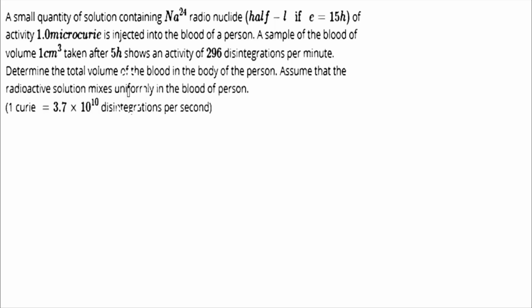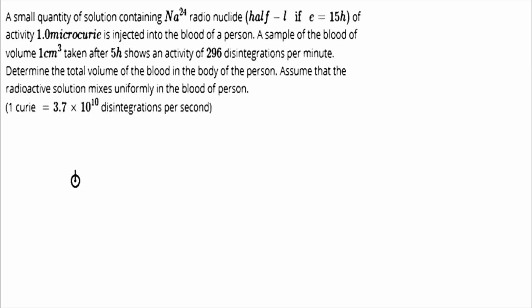So it is mixing uniformly, and what is given? It is given that 1 curie we need to take in terms of disintegration per second as 3.7 into 10 to the power 10 disintegrations per second. That means the initial activity in curie should be multiplied by 3.7 into 10 to the power 10, so as to get the disintegration per second.